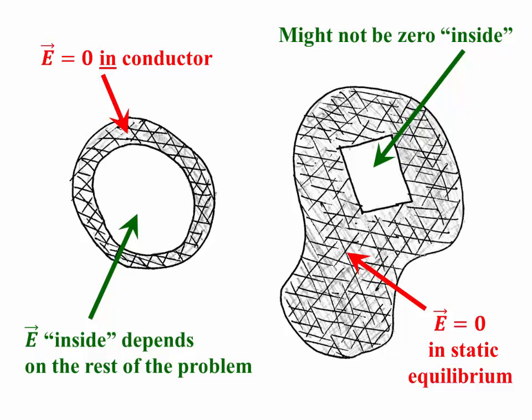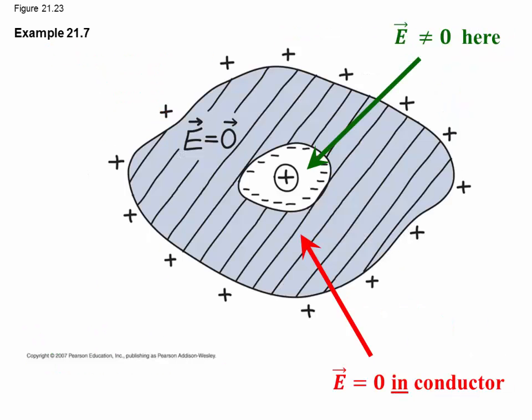Being inside the conductor means being inside a space that might contain some other charges or might not. In any case, what's going on inside the conductor in those empty areas depends on other things about the rest of the problem, not the presence of the conductor. It might be 0 inside or it might not be, but the field in the conductor will always be 0 if the conductor is in static equilibrium.